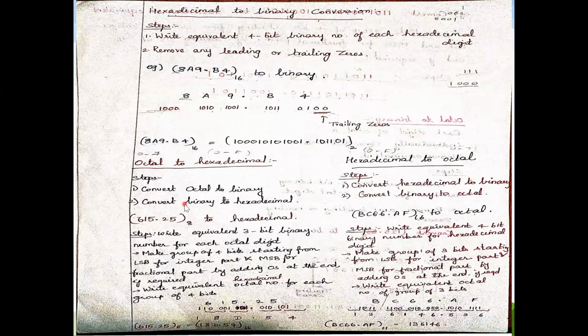Octal to binary means each digit has to be represented by its equivalent 3 bits in binary, then grouping by 4 bits. When you go through this example, it will be clear. Similarly, for hexadecimal to octal, for example, the given representation is BC66.AF to the base 16, and you want to convert it to octal. First of all, this BC66.AF has to be converted to binary, with each digit of this hexadecimal represented as 4 bits of binary.